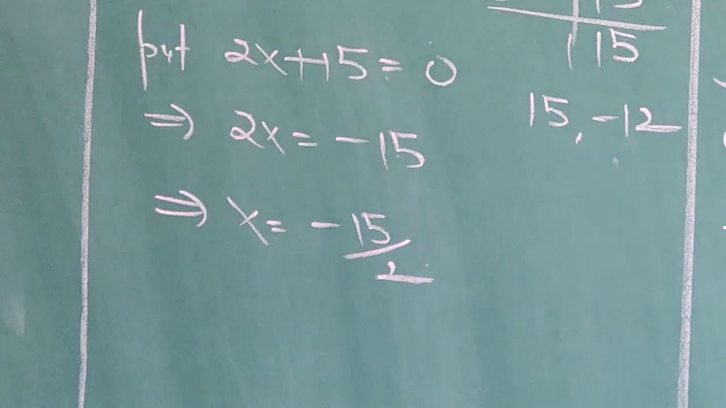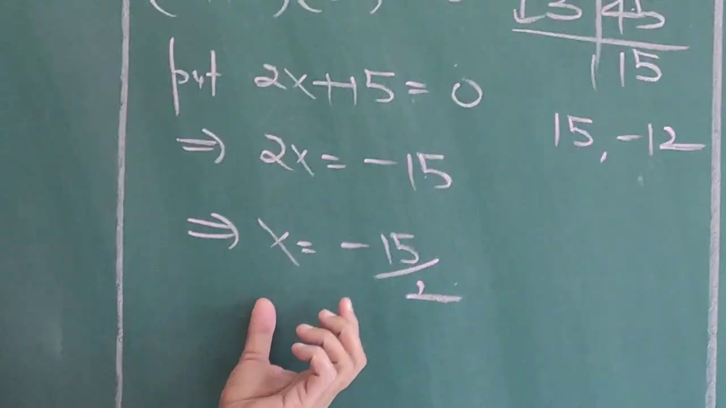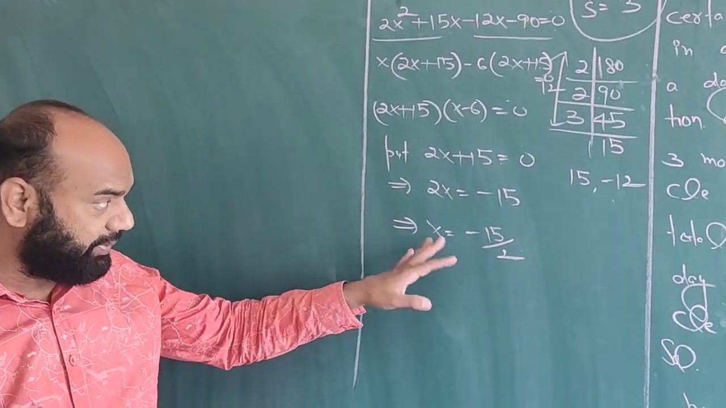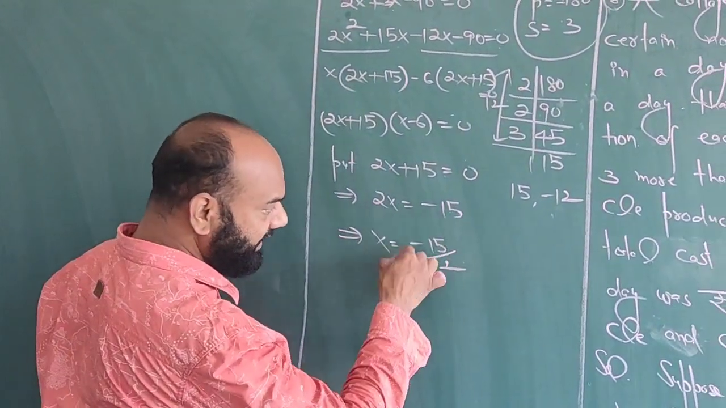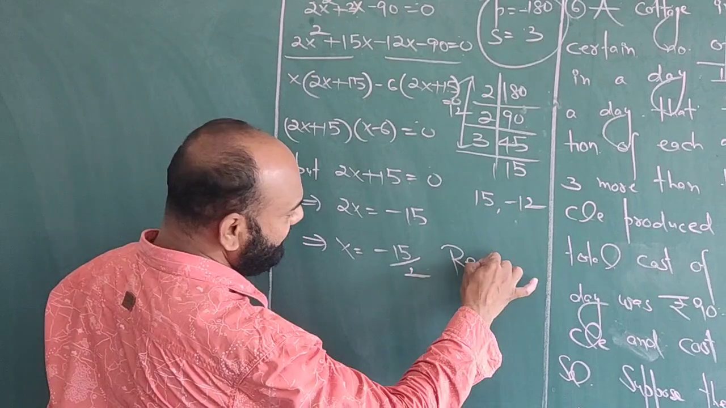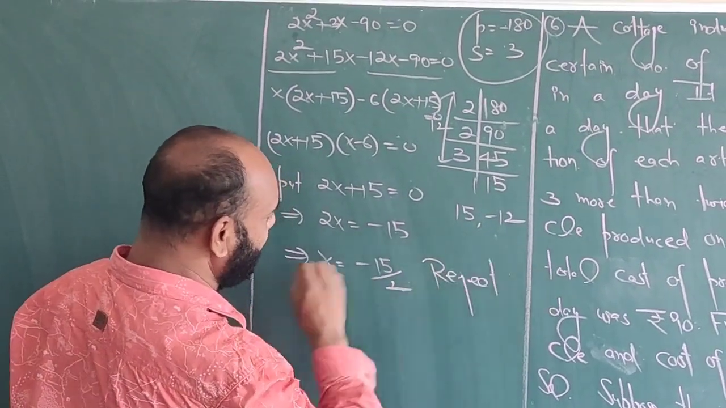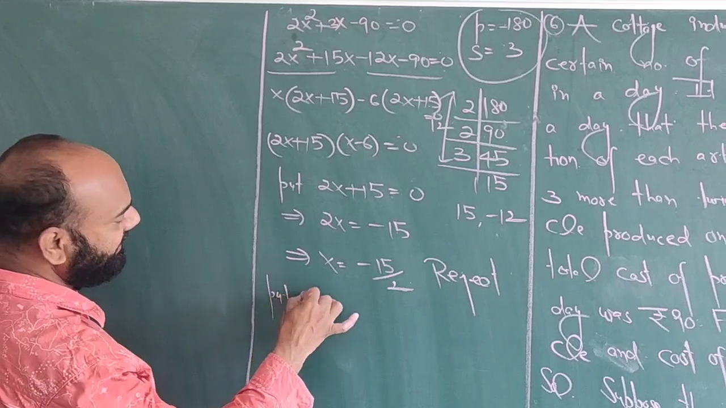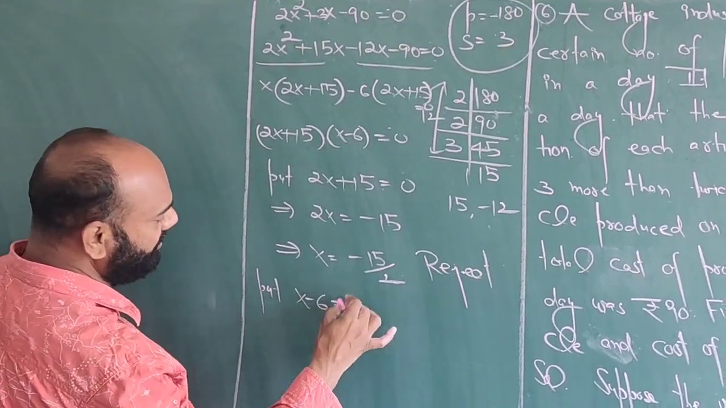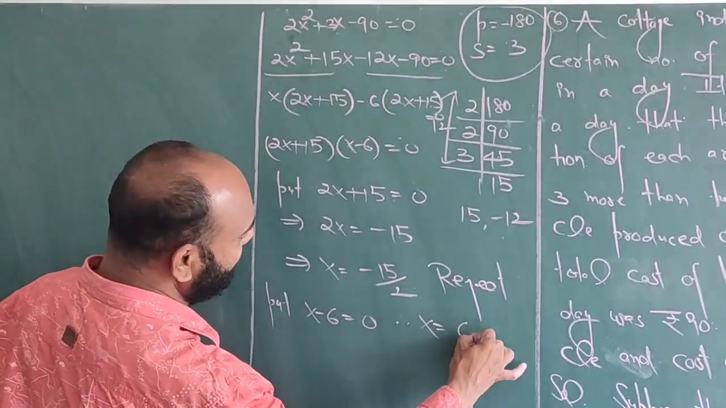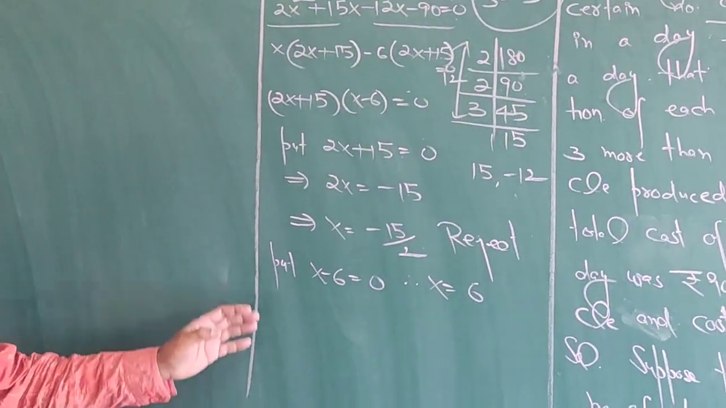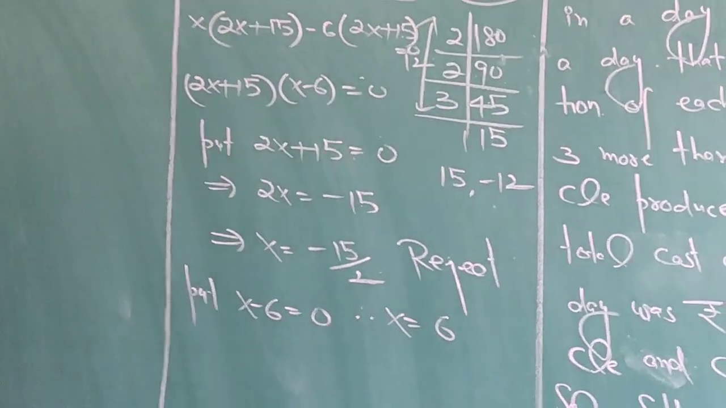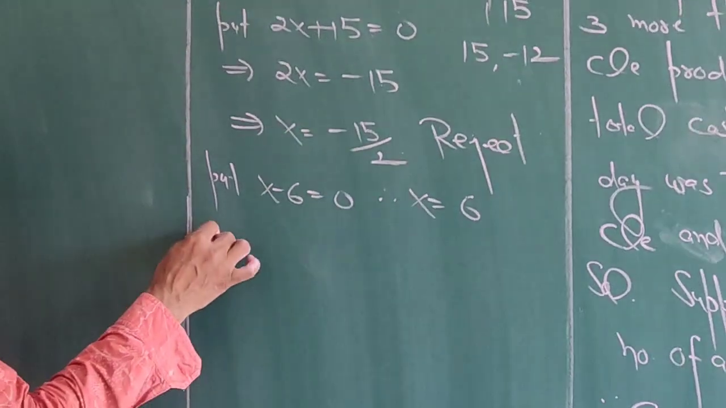This implies x equal to minus 15 upon 2. And what is the meaning of x? x is the number of articles which the cottage industry produces per day. We know the number of articles cannot be negative, so we reject x equal to minus 15 upon 2. Therefore, by putting the second factor x minus 6 equal to 0, we get x equal to 6. Therefore, the cottage industry produces 6 articles per day.